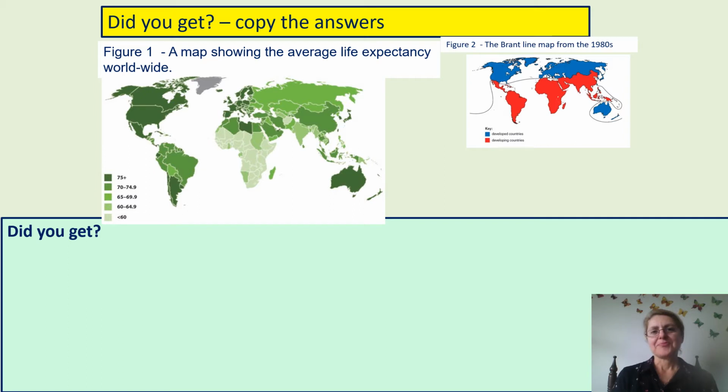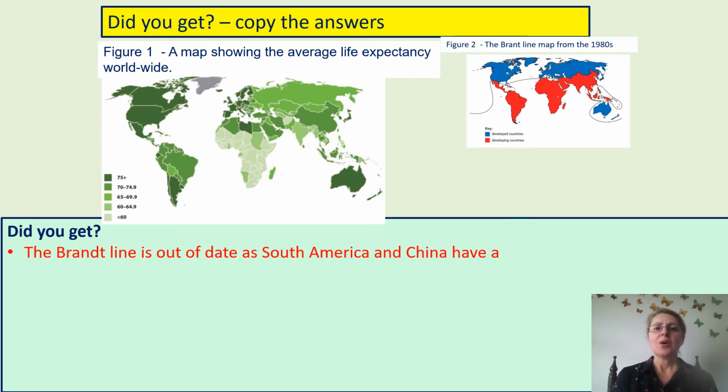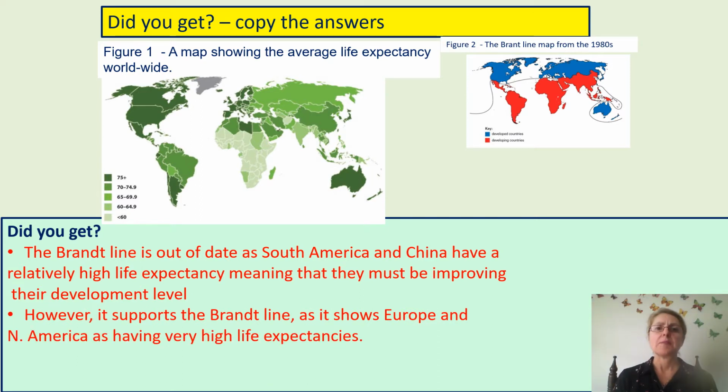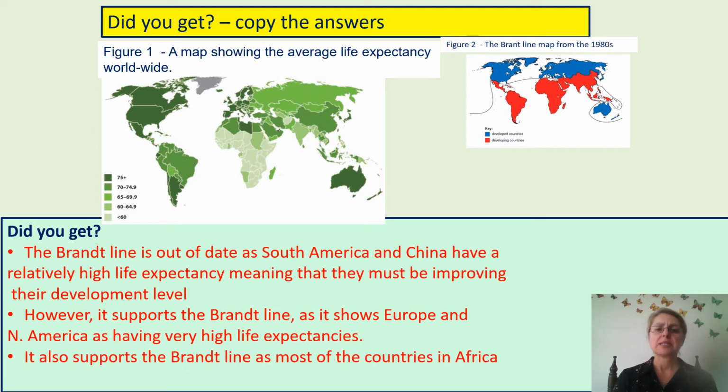Let's check our answer. Last lesson we found out that the Brandt line was out of date because countries have developed more since the Brandt line was created in the 1980s. We can say that the Brandt line is out of date because countries in South America such as Brazil and in Asia such as China now have a relatively high life expectancy, meaning that they must be improving their development level. We can say that the life expectancy map supports the Brandt line because it shows Europe and North America as having very high life expectancies, and because most of the countries in Africa have low life expectancies.